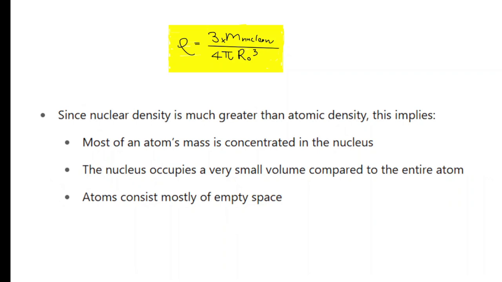Now, the last part you need to know about this is that nuclear density is much greater than the atomic density. And we did the calculation earlier. We got 10 to the power of 17 region. So most of an atom's mass is concentrated in the nucleus. And the nucleus occupies a very small volume compared to the entire atom. But that's why it has to be extremely high in density. An atom consists mostly of empty space.